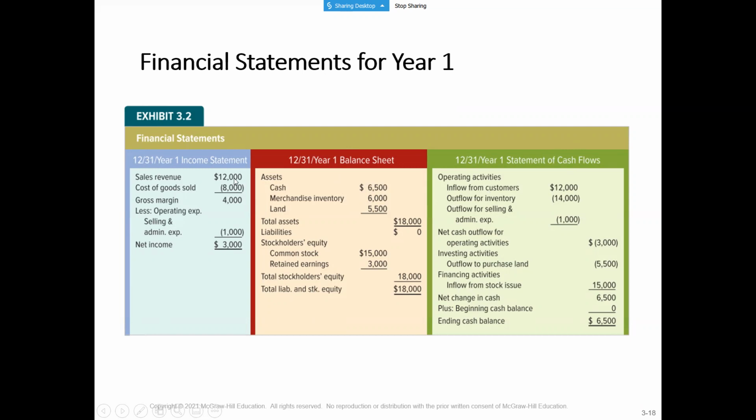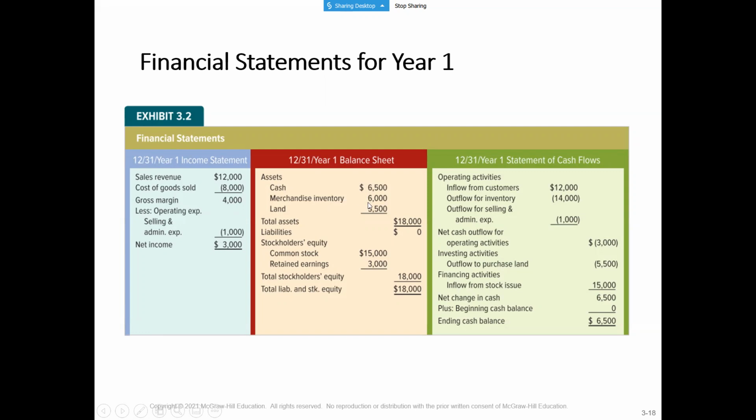So our income statement is not just income minus expenses. We have to do subtotals when we have a merchandising business. So we start with sales revenue, subtract cost of goods sold. That result is labeled gross margin. From that, we subtract our operating expenses, selling and administrative expenses. And we only had the one of $1,000, giving us our net income of $3,000.